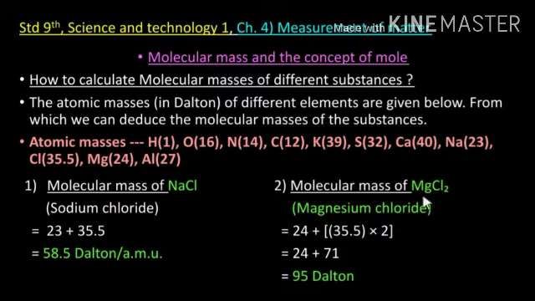Now, molecular mass of MgCl2, that is magnesium chloride. Here, atomic mass of magnesium is 24, which is given here, plus now atomic mass of chlorine is 35.5, and these are taken twice, that means 2 times. Therefore, 35.5 is multiplied by 2. Therefore, 24 plus 35.5 into 2, that is 71. And this summation will be equal to 95 Dalton.